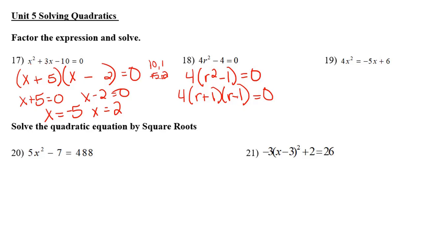I'm going to set both of these equal to 0. The 4 doesn't really matter, actually, because I could just divide the 4 away. So I'm going to get r equals negative 1 and r equals 1.